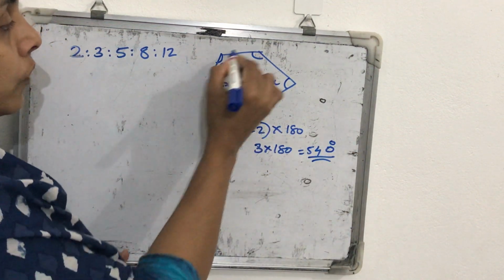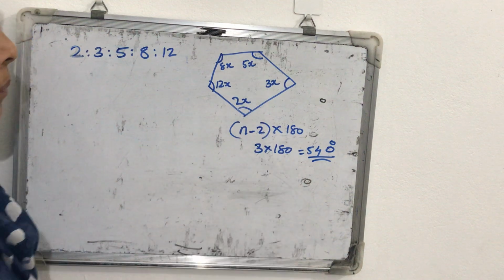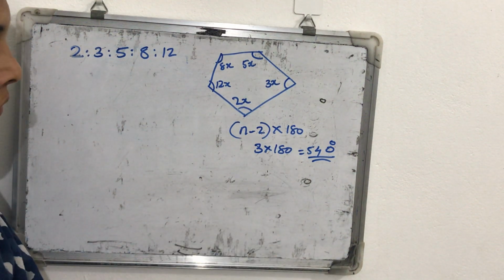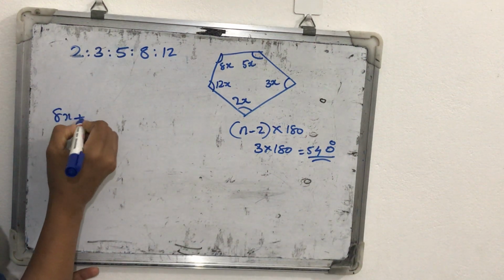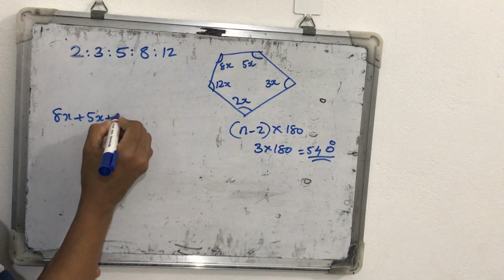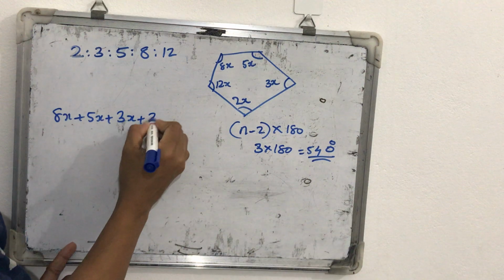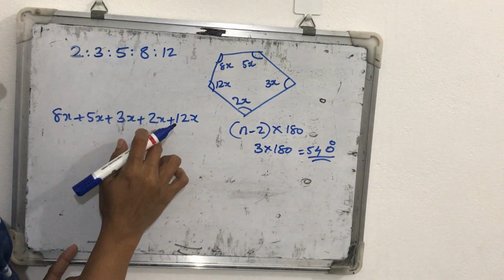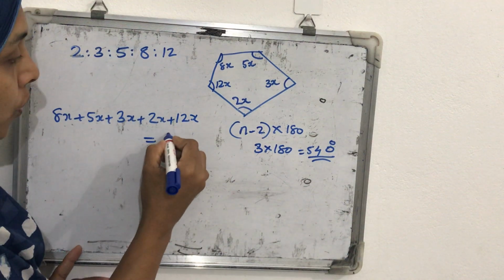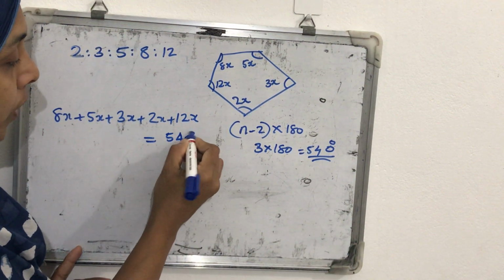That is, the sum of these 5 angles of a pentagon is 540. So how can we equate that? 8x plus 5x plus 3x plus 2x plus 12x. 1, 2, 3, 4, 5. That sum we know is 540 degrees.